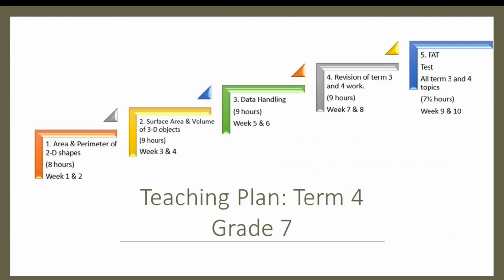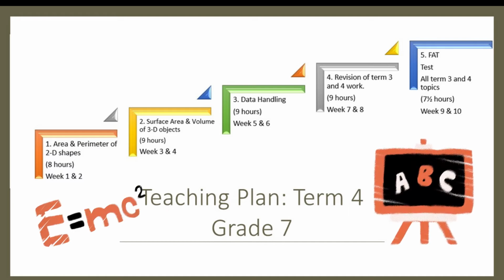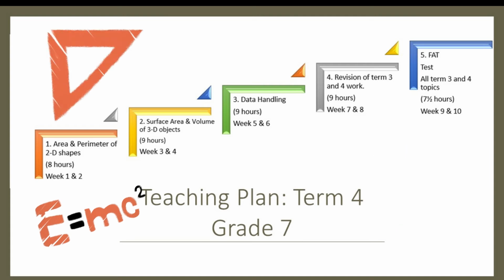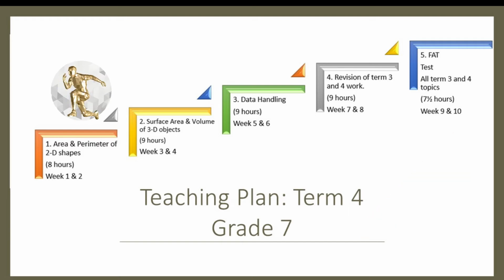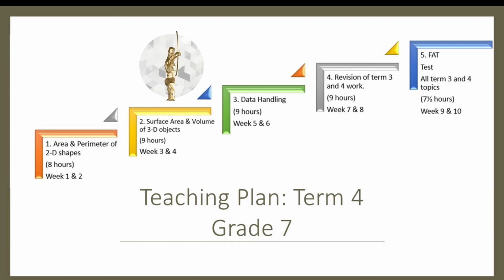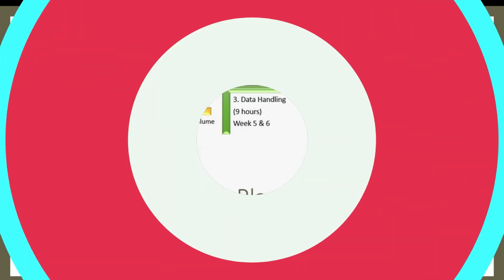As the grade 7 learners find themselves in the senior phase of their GET education, they are required to calculate and solve problems at higher levels than the InterSen phase learners. They need to use the knowledge obtained in their previous grades to do the work expected from them in grade 7. The grade 7 topics for term 4 are area and perimeter of 2D shapes, surface area and volume of 3D objects, data handling. 7.5 hours have been allocated for revision of the term 3 and 4 work. As with the other grades, the formal assessment task will be based on all term 3 and 4 topics.